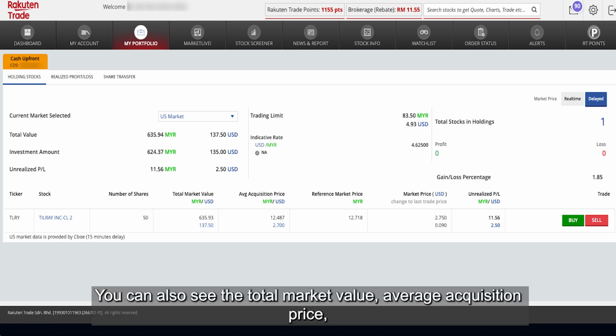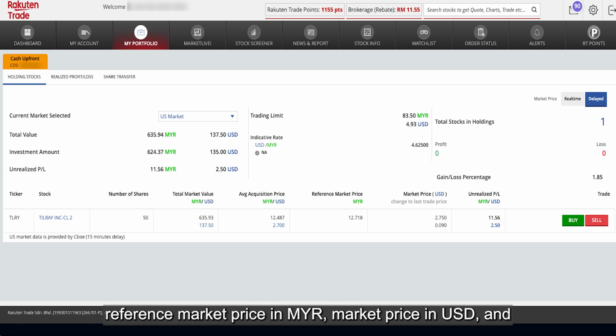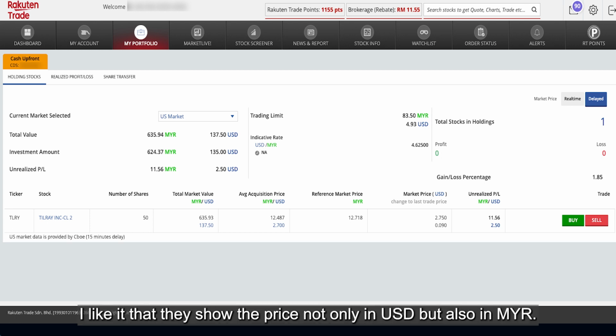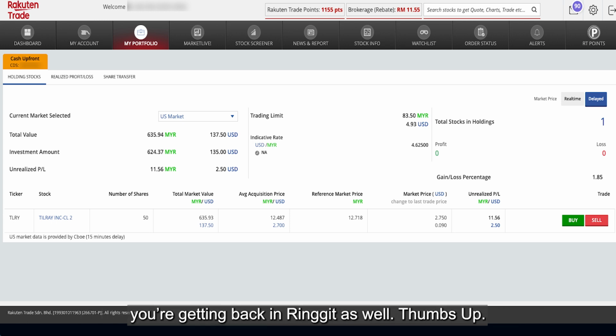You can also see the total market value, average acquisition price, reference market price in MYR, market price in USD, and unrealized profit or loss. I like it that they show the price not only in US dollar but also in MYR. And in the event you want to sell, you roughly know how much you are getting back in ringgit as well. So thumbs up.